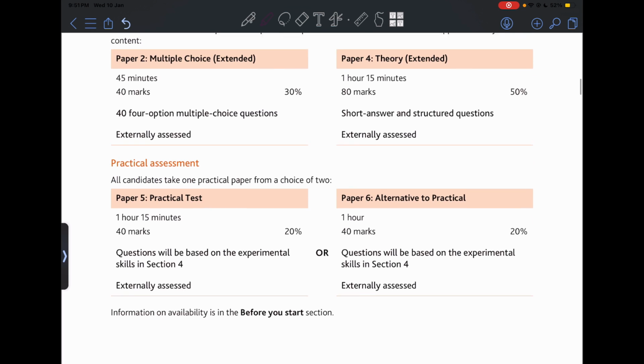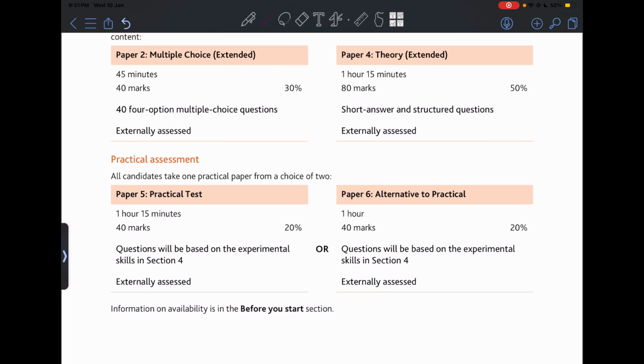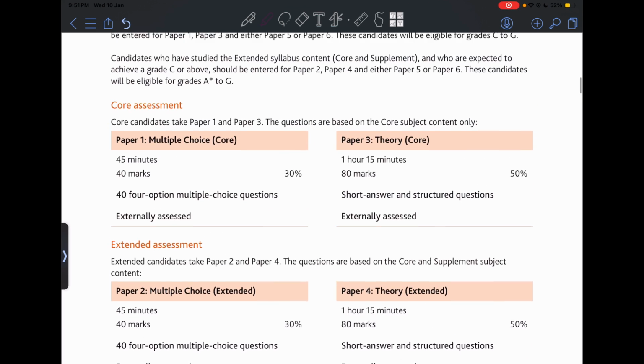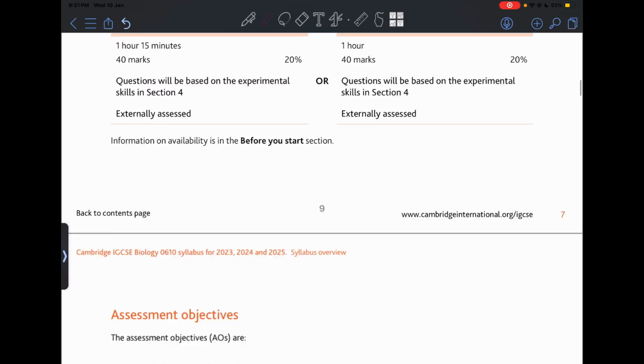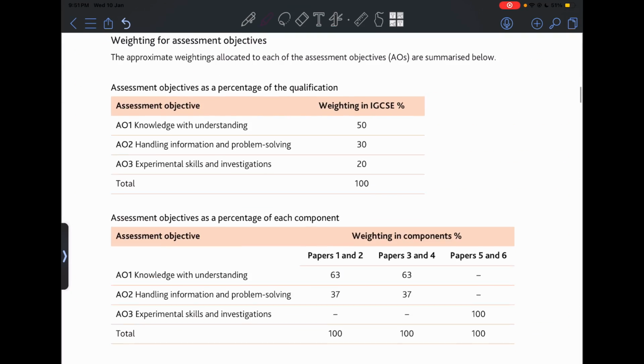And of course, the practical test, some people take it and some people will take the alternative to practical. The alternative to practical, both extended and core students take it. So this is just an overall summary of the assessments. So let's start actually explaining.